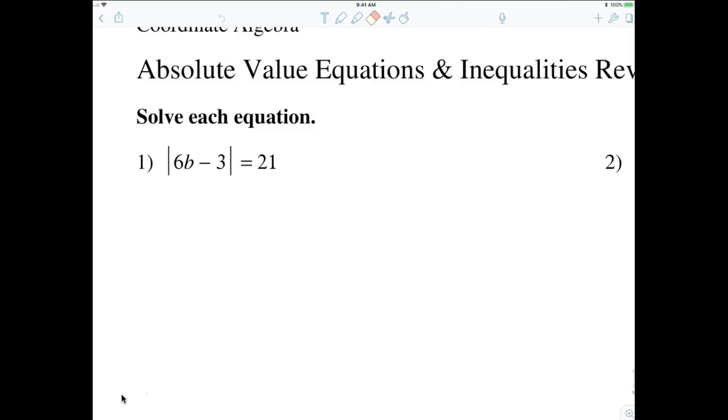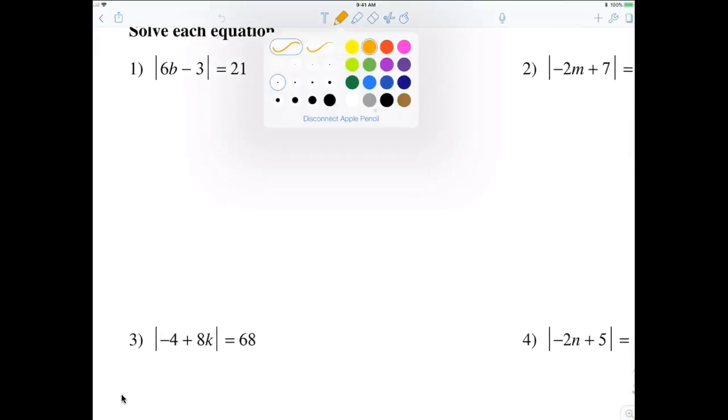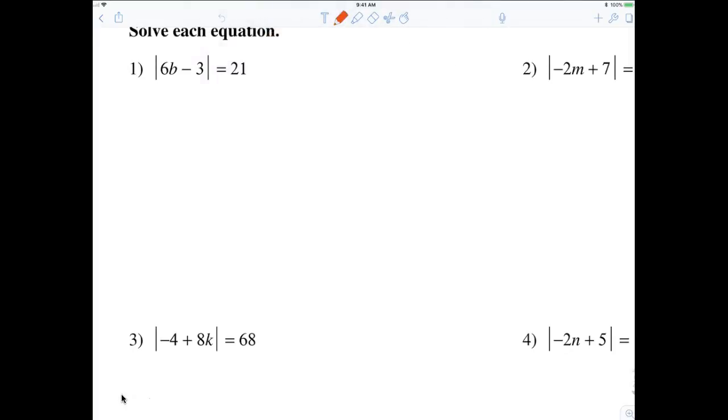All right. Now, from earlier in the year, to solve an absolute value equality, you write 6b minus 3 equals 21. And then you write what? 6b minus 3 equals negative 21. That was the rule. All right, so for absolute value inequalities, there were 2 solutions because it could be either positive or it could be what? Negative.